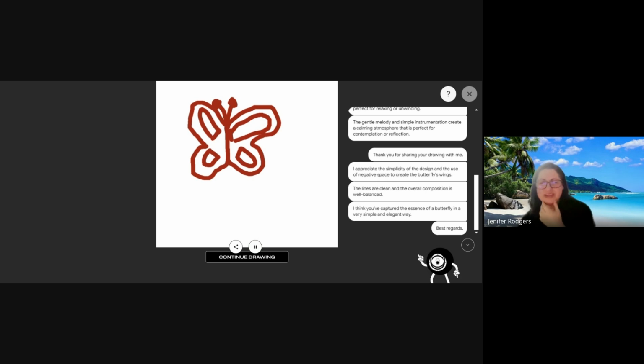I appreciate the simplicity of the design and the use of negative space to create the butterfly's wings. So the AI recognized that I drew a butterfly. It asked about how I used negative space there. I think you've captured a butterfly in a very simple and elegant way. Oh, that's so kind. You're so kind to my little squiggly butterfly.